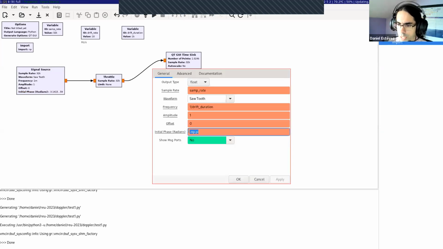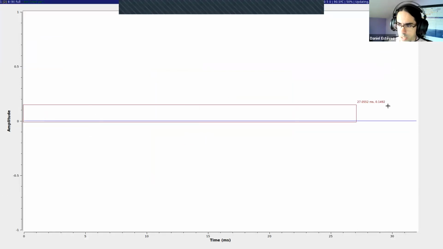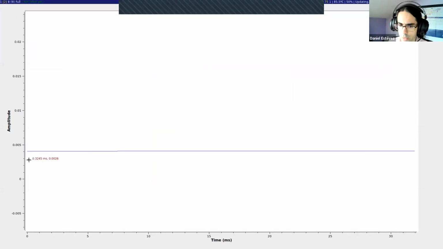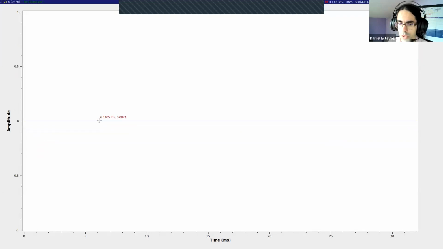So the only change is here, I'm using initial phase minus pi radians. And now we can see how that looks. It starts at 0 instead of 0.5, sorry, and it increases, and it will take 1000 seconds to reach the top. And I'm not going to wait either.